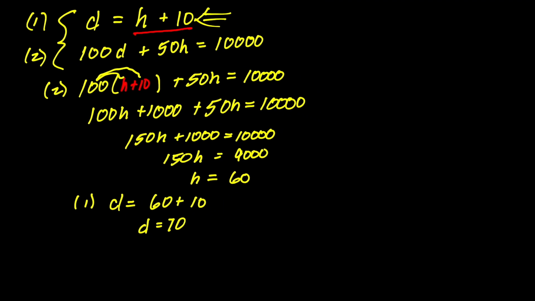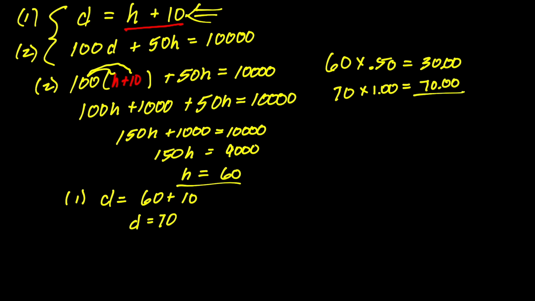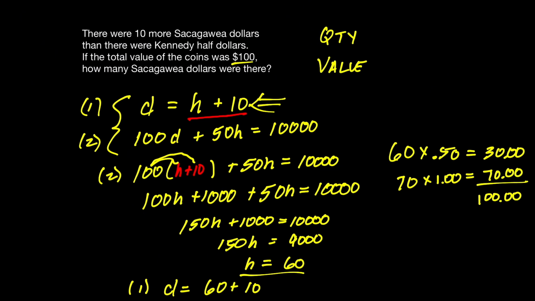So again, go ahead and double check. 60 times 50 cents, because it says there's 60 half dollars. So that would be $30. And then I have 70 Sacagawea dollars at $1 a piece. So that is a total of $70. And they do, in fact, add up to 100. So here's my 100. So that works out nicely.